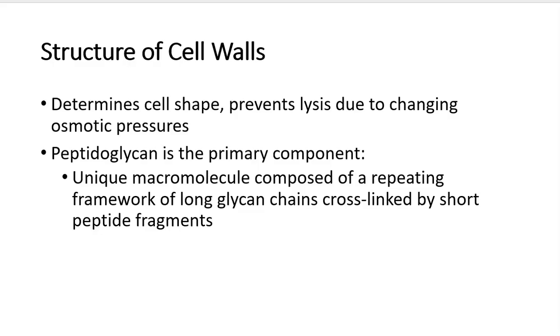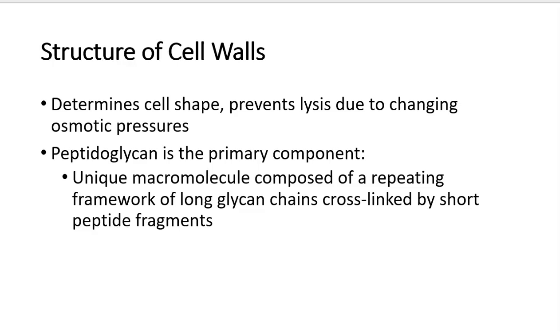The structure of the cell, as we said, determines the cell shape. It prevents it from lysing, from busting apart. When you have changes in certain environments, osmotic pressure, you go into a different environment, it will prevent this bacteria from lysing. Hopefully in general bio, you put a red blood cell that just has a cell membrane in water, it's going to rupture. You do that to the bacteria? No, it's not going to, because a cell wall is going to protect it.